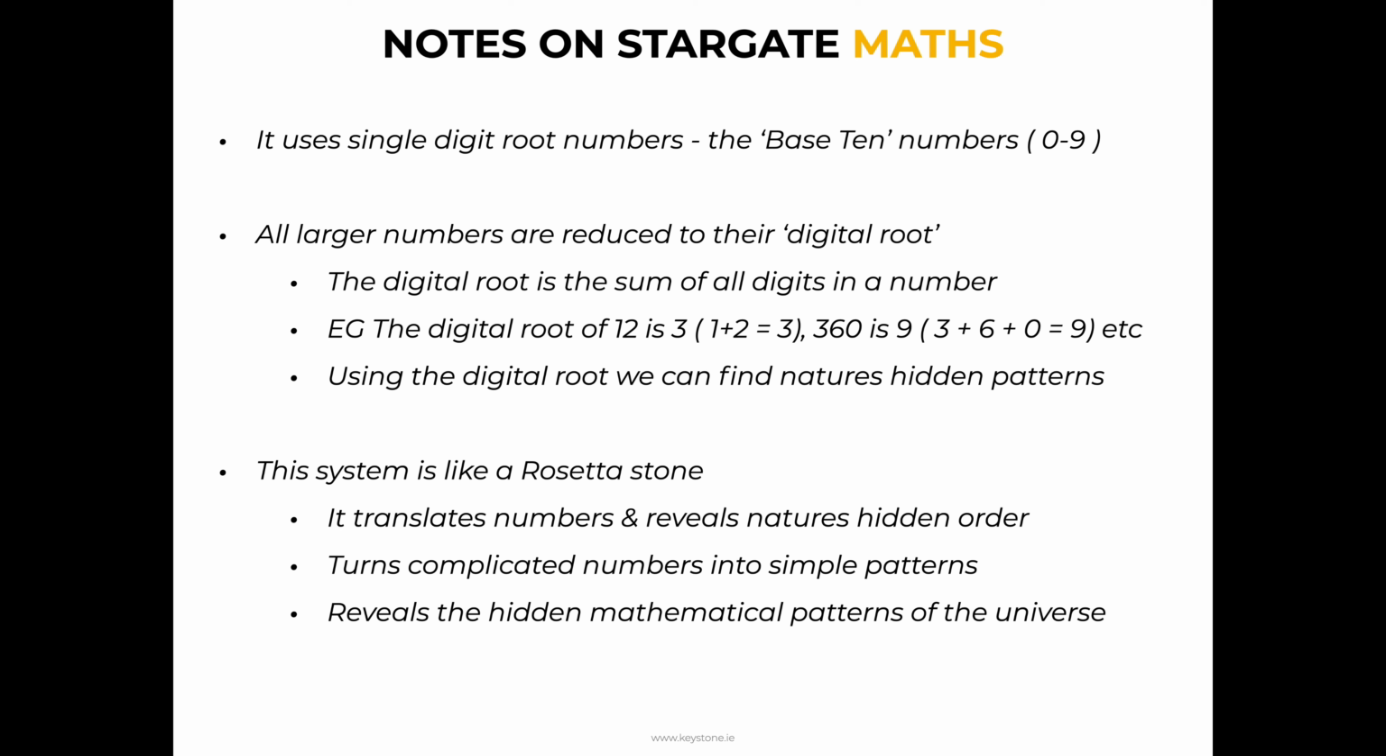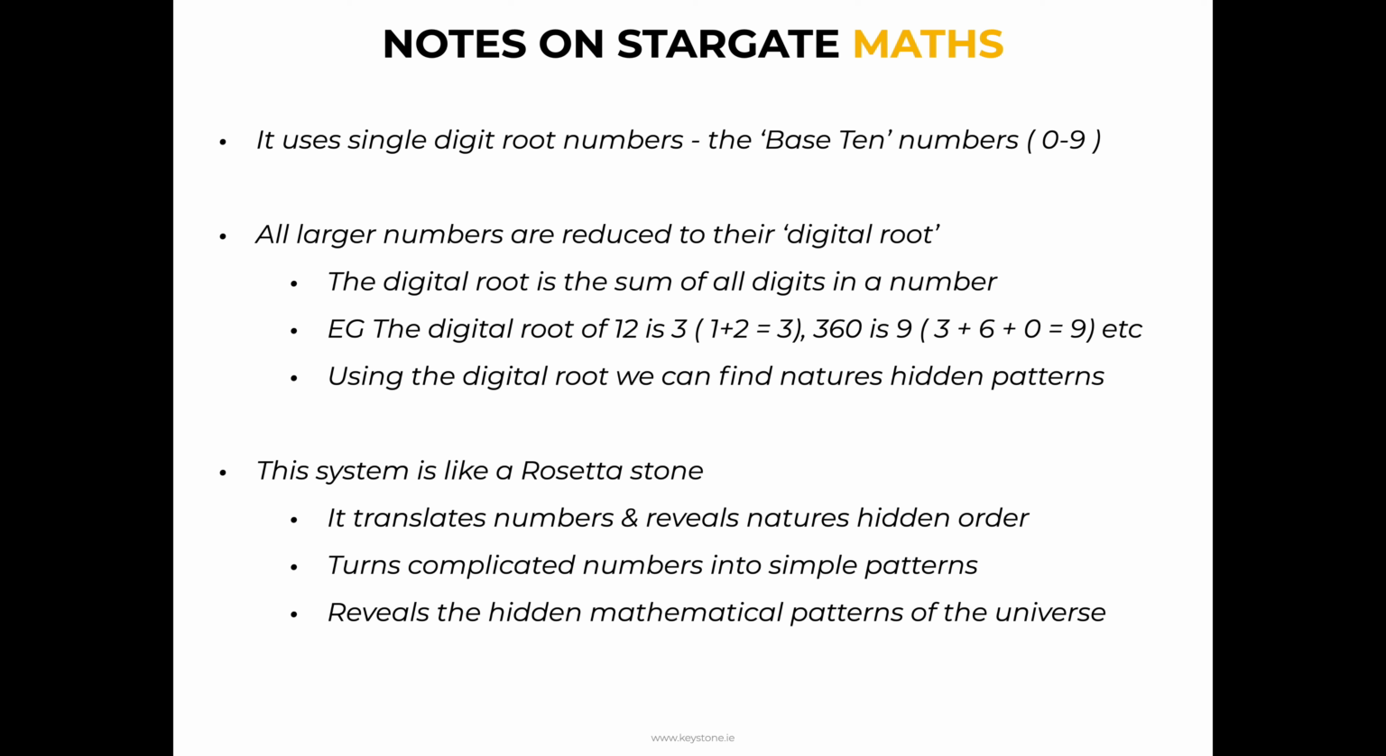Some quick notes on Stargate Maths. It uses single-digit root numbers, which is called the base 10 number system, 0 through to 9. All larger numbers are reduced to their digital root in order to simplify them. And the digital root is the sum of all digits in a number.